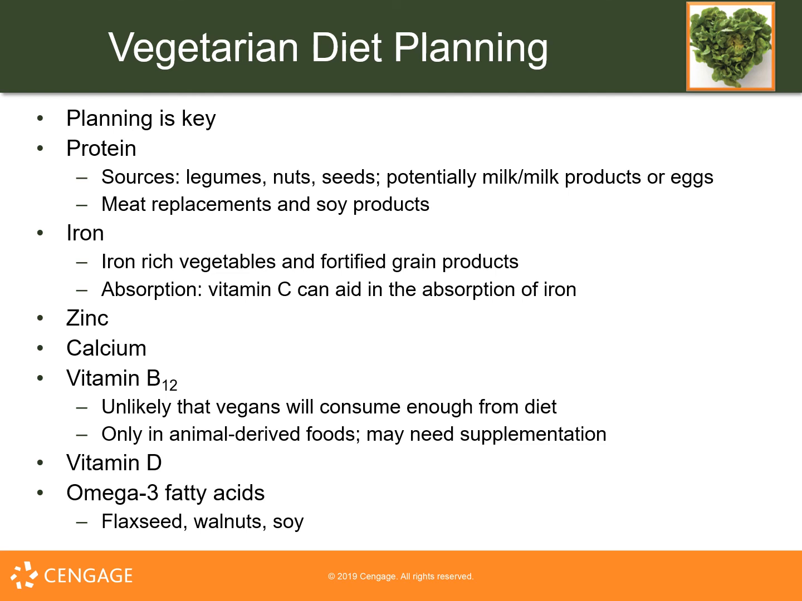Vegetarian diet planning. So dietary planning is key. You need to make sure that all nutrient needs are met, including getting complete proteins, so all of your essential amino acids, getting enough iron, zinc, calcium, and other nutrients listed on the board as well.